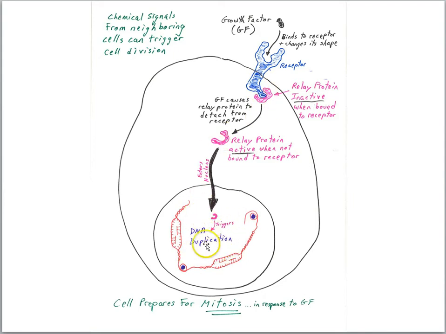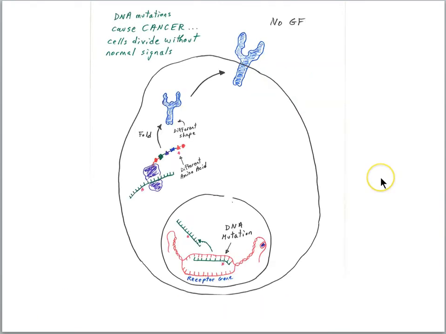Well, prior to cell division, you need to duplicate your DNA. So the cell is going to be preparing for mitosis. And it's only preparing for mitosis when it has detected the growth factor. If there's no growth factor, this relay protein would not be active, and it would not be triggering DNA duplication. The cell would not divide. Now let's see what happens in a cell that has acquired a mutation. So here we're going to start with the idea that the cell has suffered a mutation.